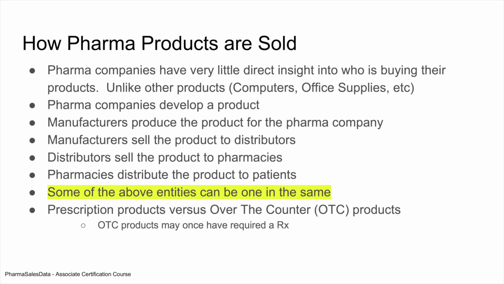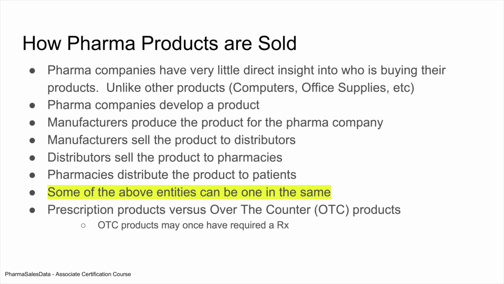Pharma companies develop a product. Manufacturers produce the product for the pharma company. Manufacturers sell the product to distributors. Distributors then sell the product to pharmacies, and pharmacies distribute the products to patients. Now, some of the entities above can be the same. You may have a pharma company that also manufactures your own product and also acts as a distributor. So they could be the same. But there's a lot of hands that are involved in this, taking a product from development all the way through giving it or having it prescribed to a patient.